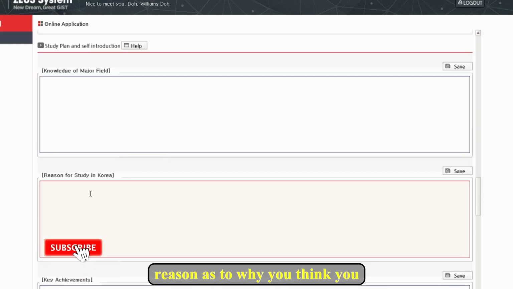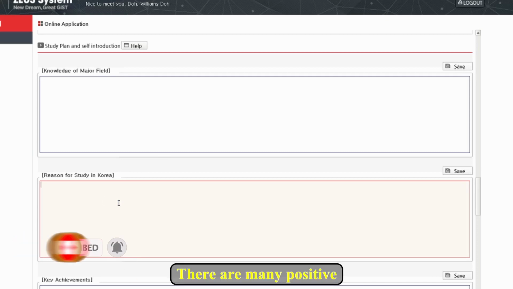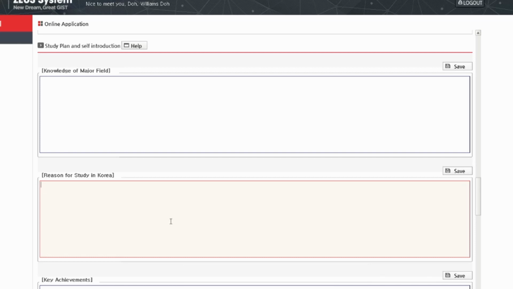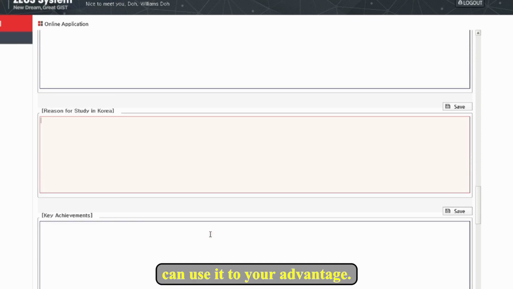So you have to tell them the reason as to why you think you want to study in South Korea. There are many positive things about South Korea. The fact that South Korea was able to develop very fast after coming out of a war with North Korea that saw the country being divided into North and South Korea. The country has developed very fast, rapidly, technologically wise. You think it's a country where your country should be able to learn from South Korea's economic and technological developments. Those are ideas. If you go online on Google, you will read a lot about South Korea. It can be a reason that you can use to your advantage.